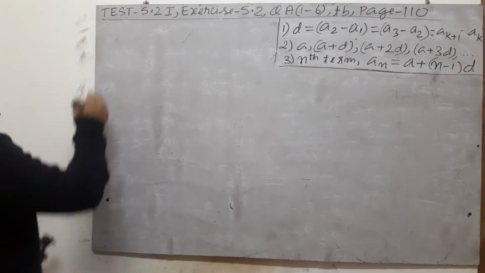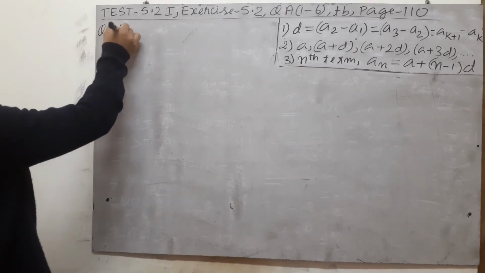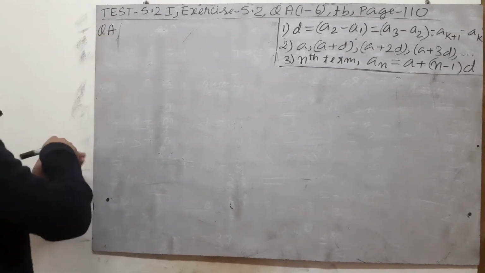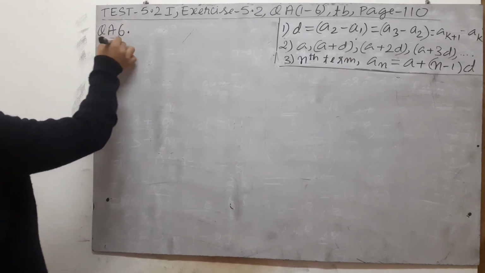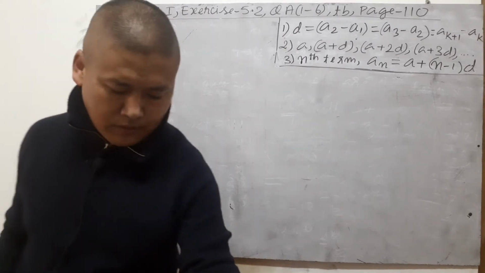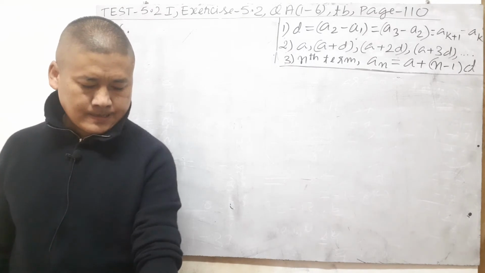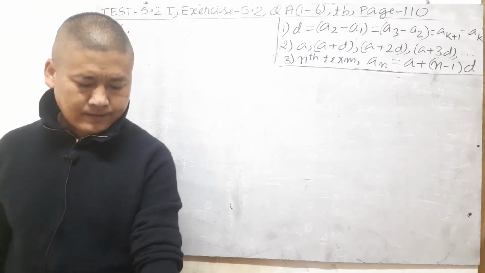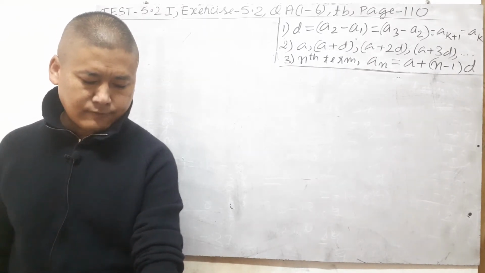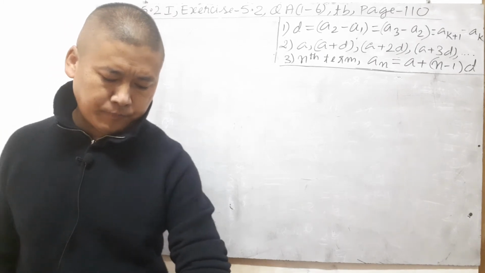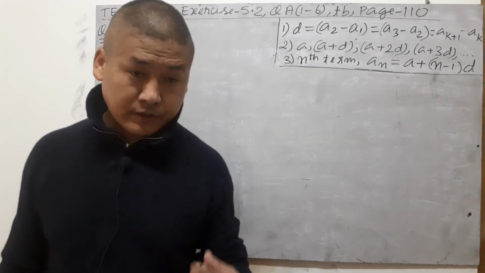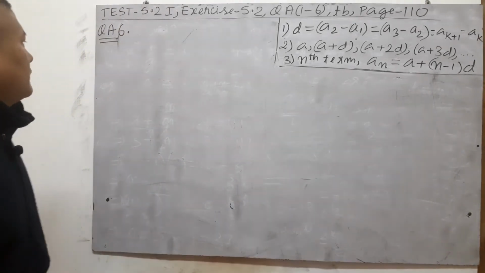So let's write the question. A6. Okay, let me read the question for us. Which term of the progression 19, 18 1/5, 17 2/5, etc. is the first negative term? So which is going to be the first negative term?